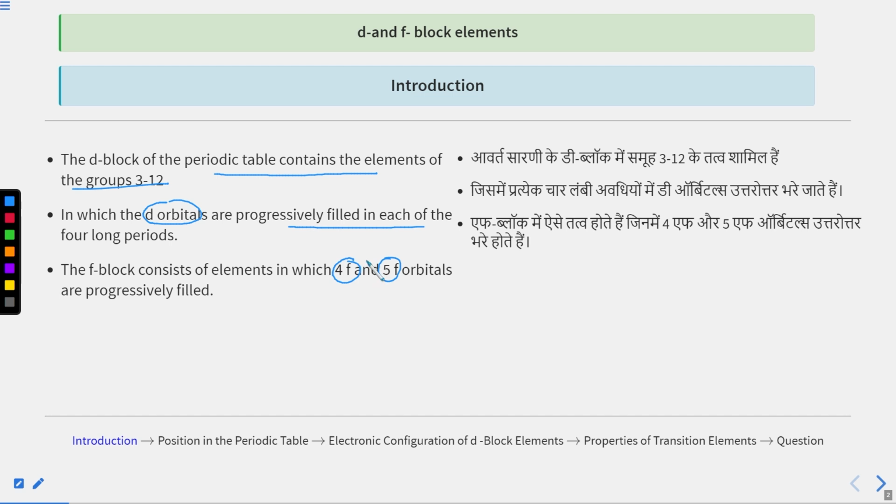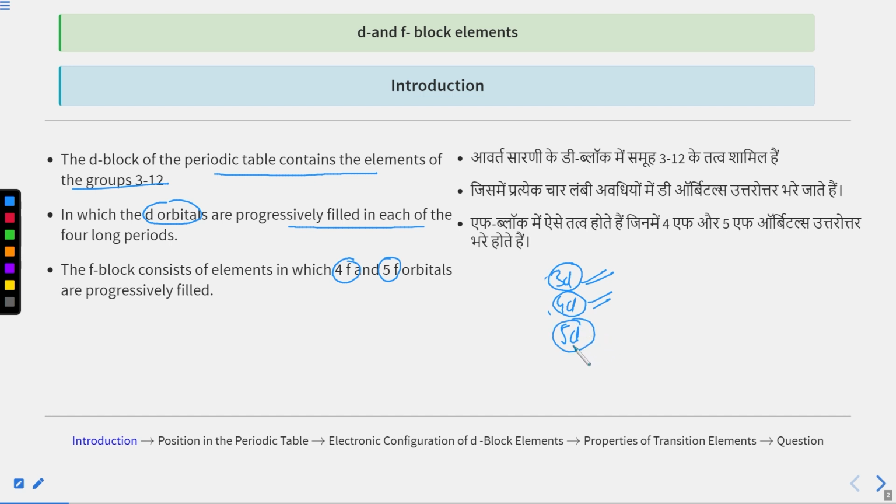So whenever we talk about s block elements, the s orbitals are filled. In p block elements, the p orbitals are filled progressively. Similarly, in d block elements, the d orbitals are filled. So we have 3d, 4d, and 5d, three series. Okay, 3d series, 4d series, and 5d series. In the 3d series, the 3d orbital is filled, in the 4d series, the 4d orbital is filled, and in the 5d series, the 5d orbital is filled.